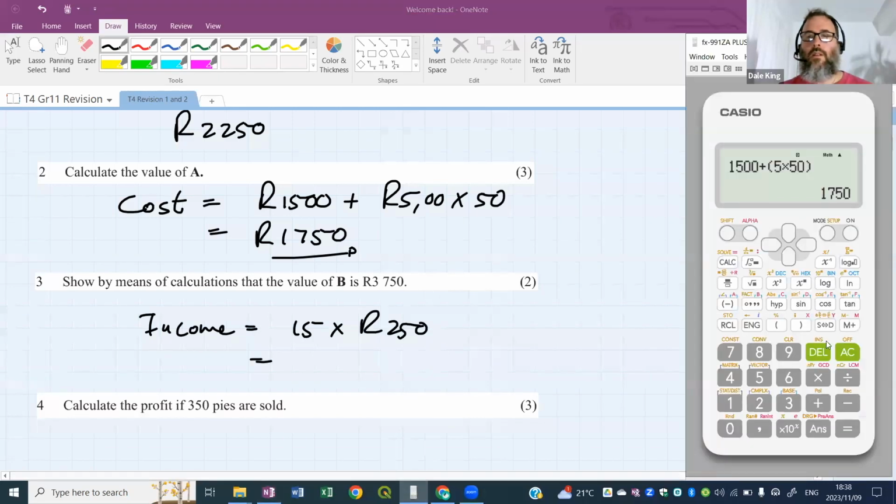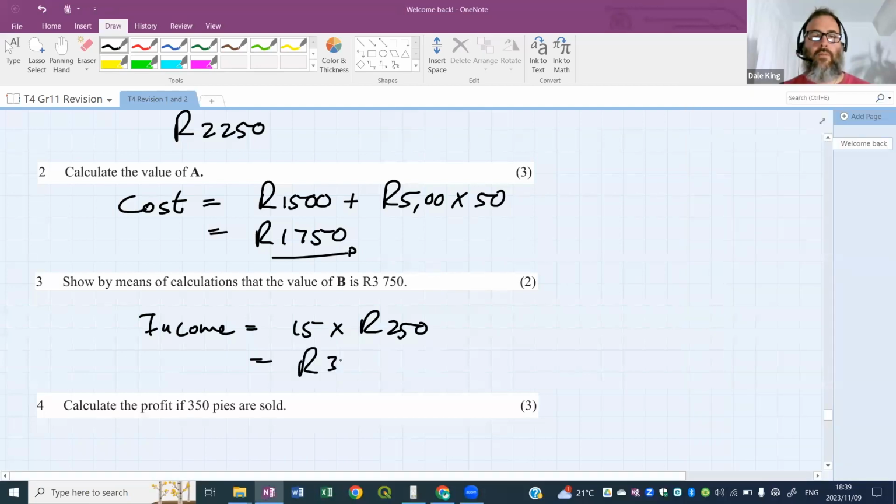And we'll quickly get the calculator to help us with that. So 15 times 250 is 3750. All right, nice and easy. So they give us the equations and we can work it out. Very easy. You just have to know which equation to use when, and the words cost and income will help you with that.